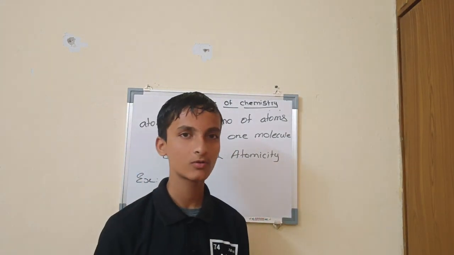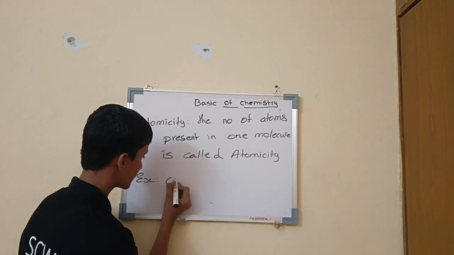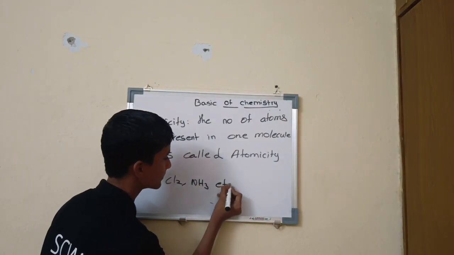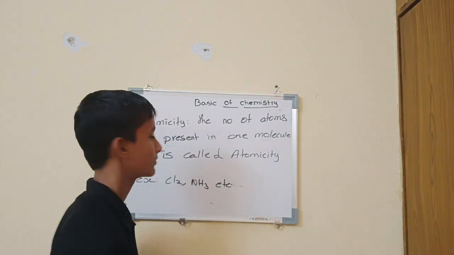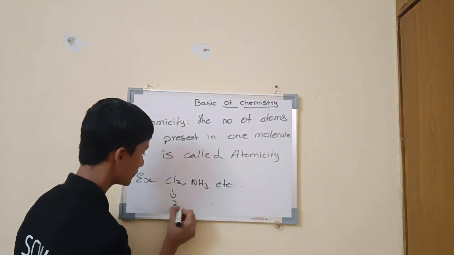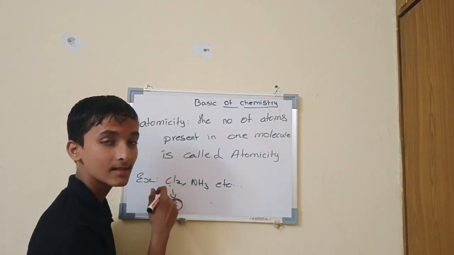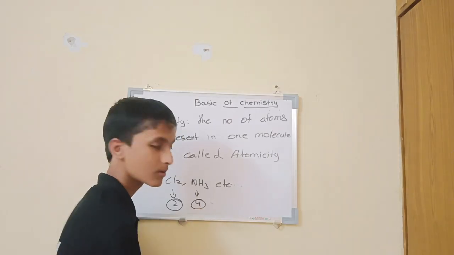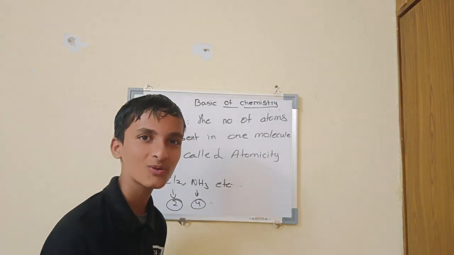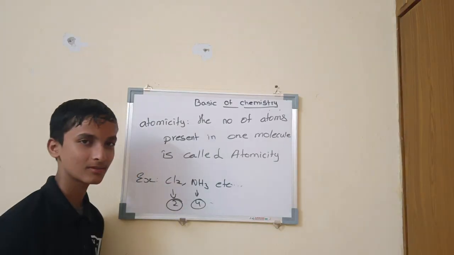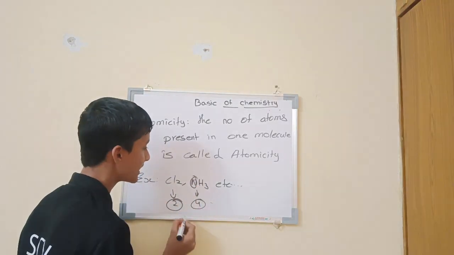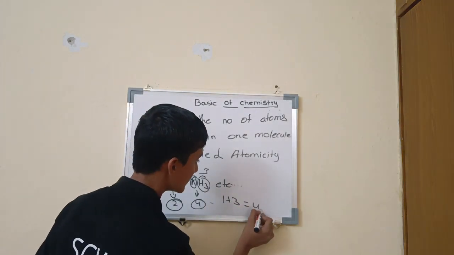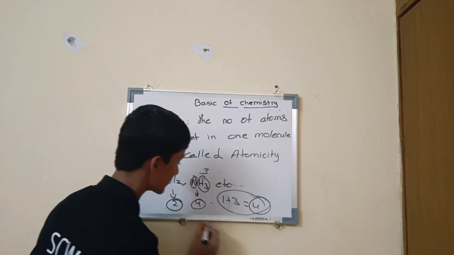We discussed H2 and O2. We take other molecules, Cl2 and NH3. Cl2 atomicity is 2. Why? Because it has 2 atoms. NH3 atomicity is 4. How? Nitrogen 1 atom and hydrogen 3 atoms. Then 1 plus 3 is equal to 4.